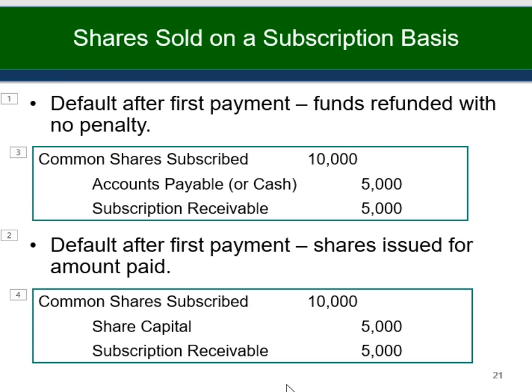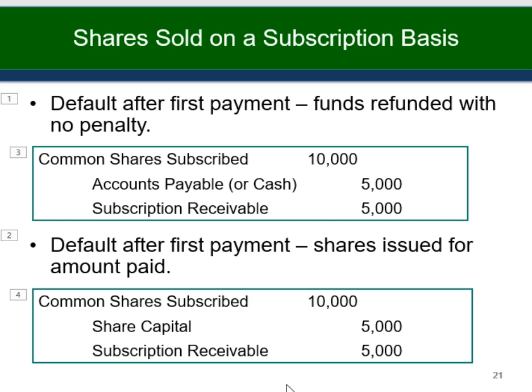If you default after the first payment and the funds are refunded with no penalty, the accounting would be like this. We'd debit common shares subscribed to reduce them. We would credit accounts payable or cash because we owe them the money now, and the subscription receivable would also be reduced. So basically undoing the first transaction that we set up.